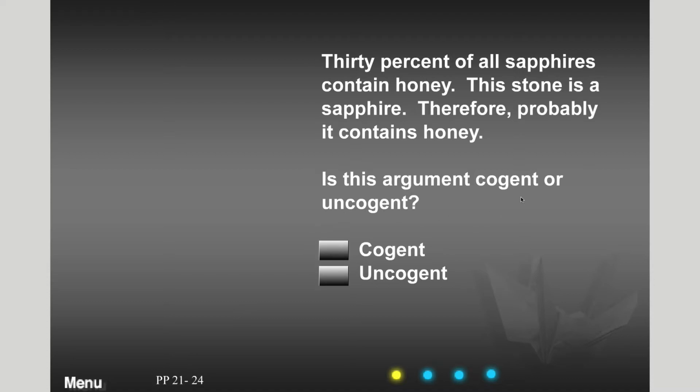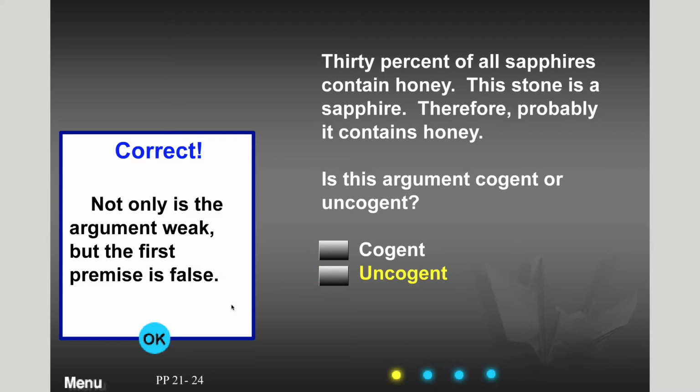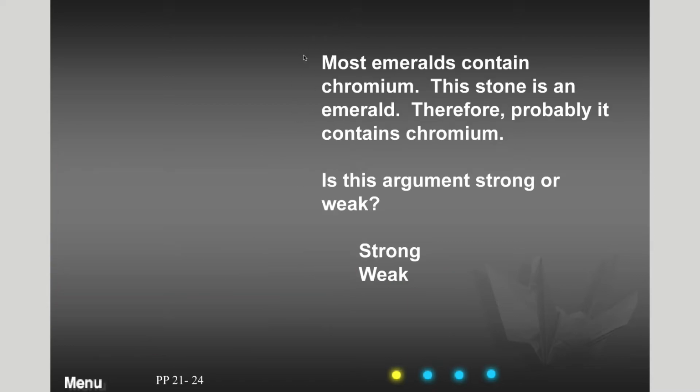So is this argument cogent or uncogent? Well, it's uncogent already. We don't even need to ask whether 30% of all sapphires contain honey, which is in fact false. That would be step 2, but we already know that the argument itself is weak, so it's uncogent. Don't bother asking after step 2 if step 1 has shown you that it's weak. It's already uncogent.